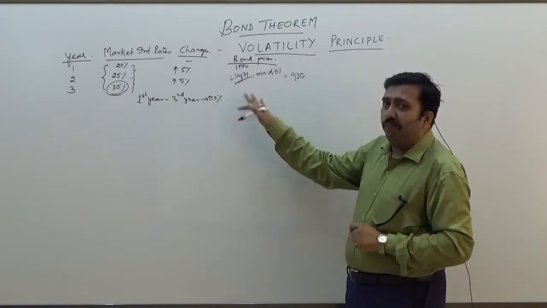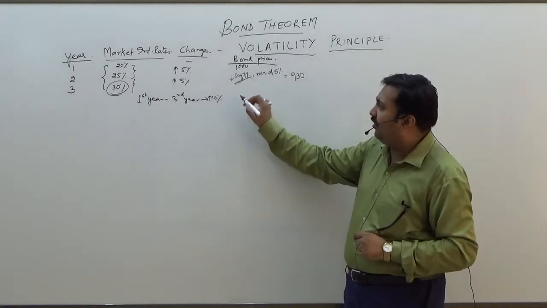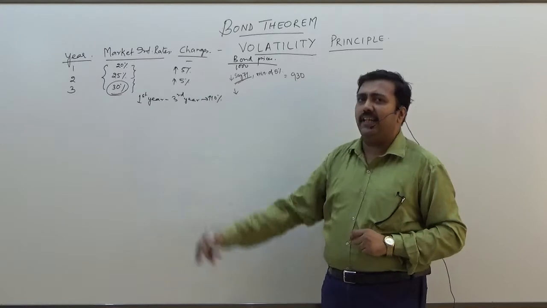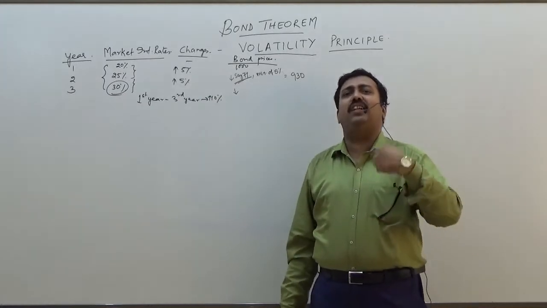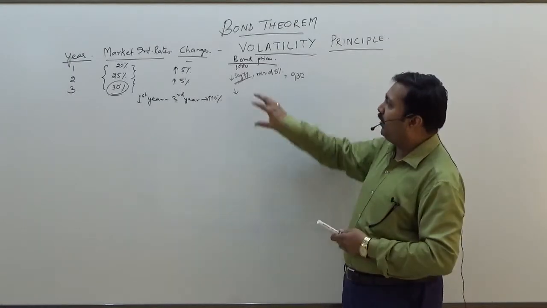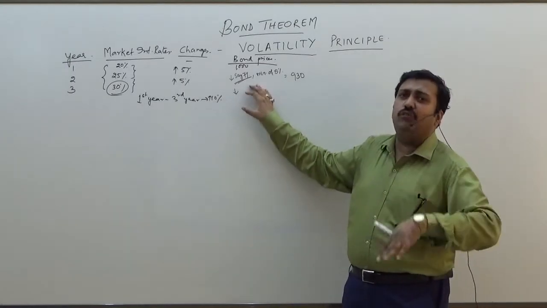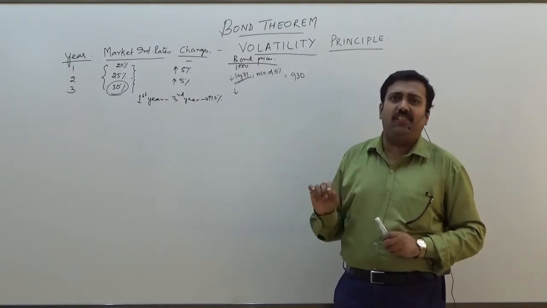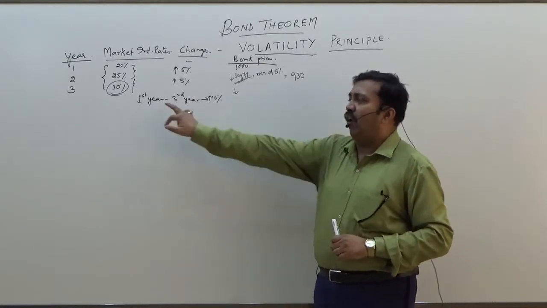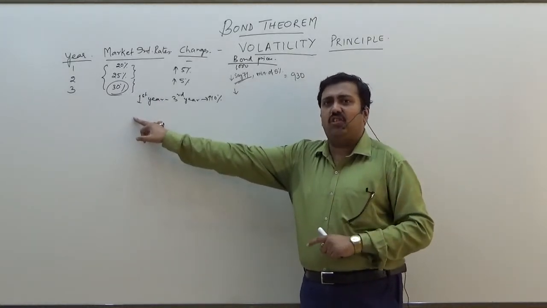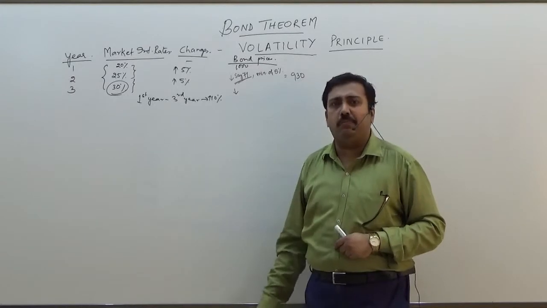It is further going to decrease because for the third year the market interest rates have further increased by 5%. So the bond price has to further decrease over here. Now the decrease is dependent on the market interest rates that we have already understood in the sensitivity principle.